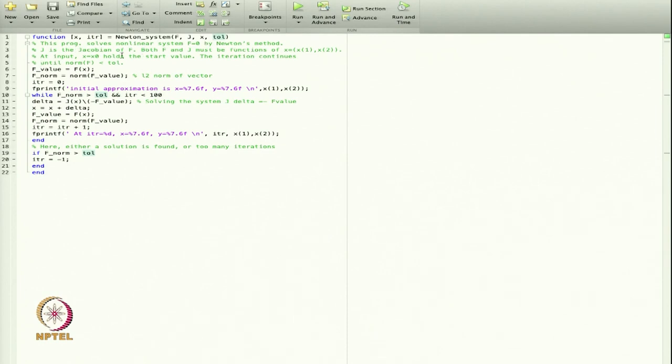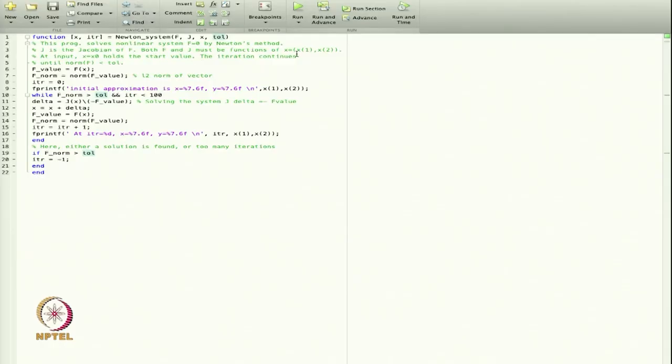J is the Jacobian, we know that it is the partial derivative with respect to the variables x and y. So, that is the Jacobian. This is my x I have written, that x is x 1 and x 2, and that x is equal to x naught, the starting value, the initial value we are going to start with.